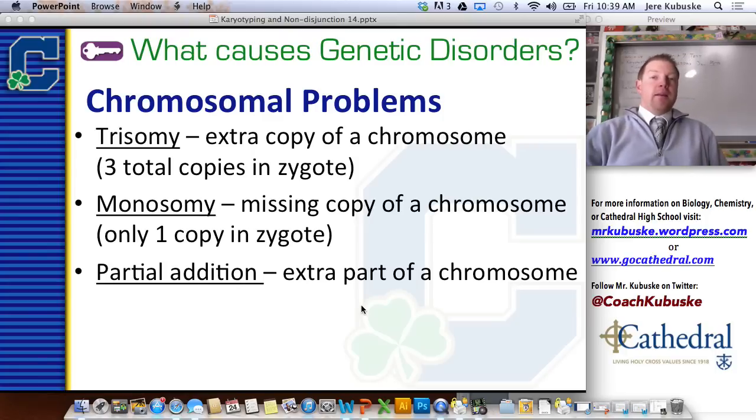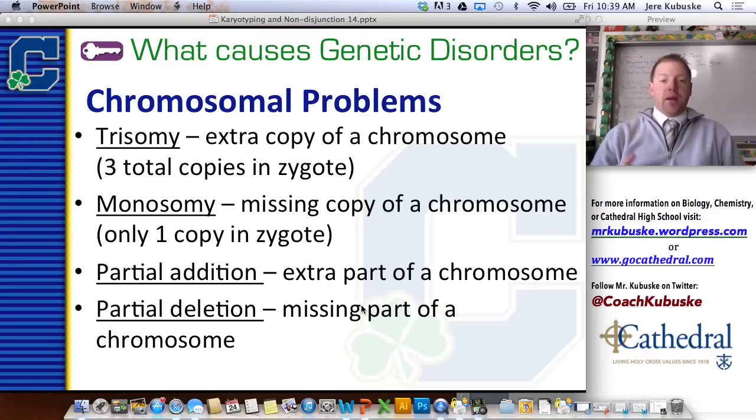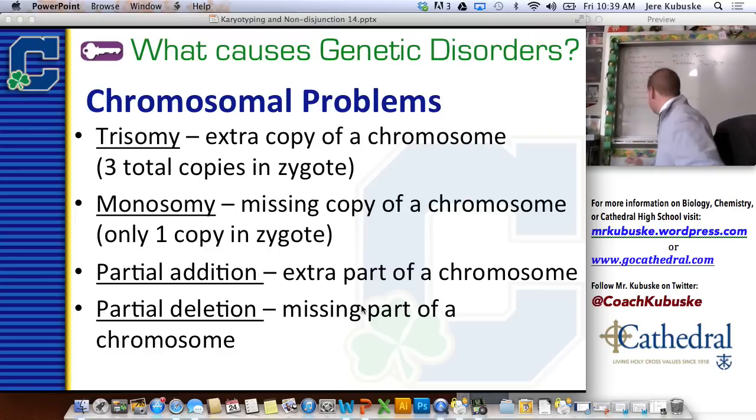Sometimes we get something called a partial addition, where an extra piece of a chromosome breaks off and goes with the other homologous chromosome, or it could be a partial deletion. Okay, if you think about it, and I'll try to draw it big enough that you can see. I don't know if it's bright enough in here because I have all the lights on. So you can see it a little better.